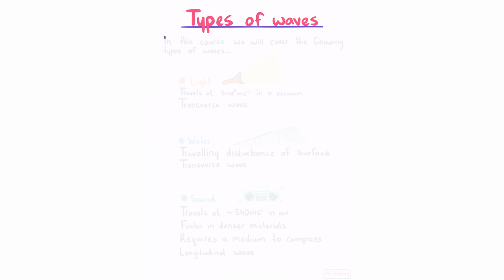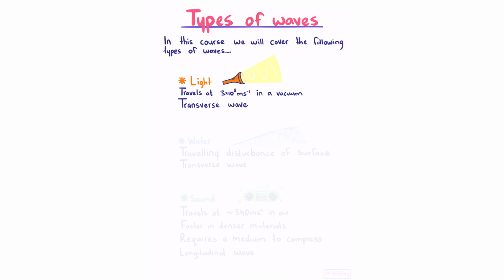Types of waves. In this course, we will be covering the following types of waves. Light waves, which travel at 3 times 10 to the 8 meters per second in a vacuum, and are transverse waves. Water waves, which are a traveling disturbance of the surface of water, and are also transverse waves.